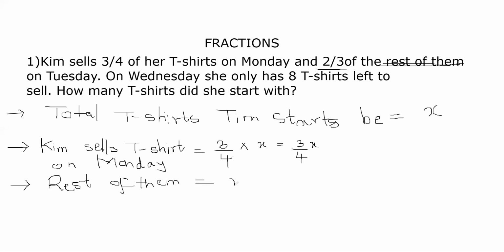Can I say total number of t-shirts minus the number of t-shirts already sold, which will give me what? 4x minus 3x upon 4, which will give me how much? 1x upon 4 t-shirts, correct? So x is the total number of t-shirts. Out of that total number of t-shirts, Kim sells 3/4 of the t-shirts on Monday, correct? So the rest of the t-shirts which are left to be sold are 1x upon 4.